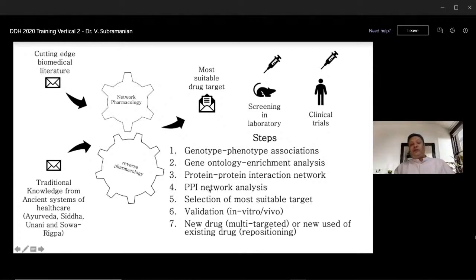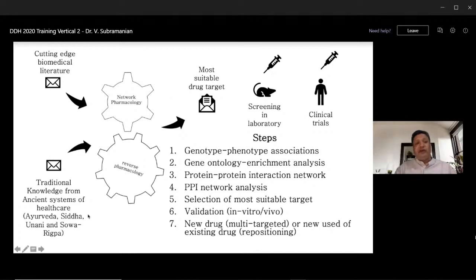And this protein-protein interaction analysis, network analysis, uses factors like the centrality index in Cytoscape, where we can find which is the most suitable target. Ultimately, you have to go for validation of these targets, maybe in vitro and then in vivo, and then you have to go for the clinical trial.